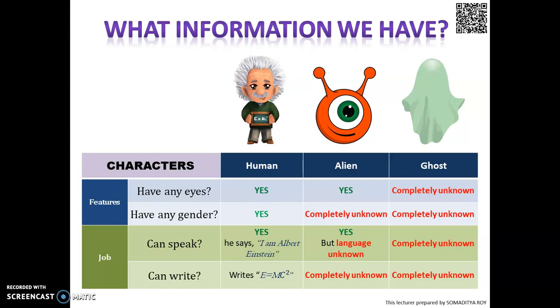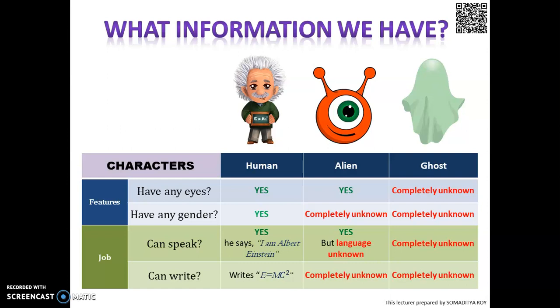Now let us talk about some jobs. Speak. Can our human speak? Yes. Our human can speak and he will say, I am Albert Einstein. What about our alien? Well, we can see the face in our alien, so we can say our alien can speak too. But in what language? Well, that is completely unknown. What about our ghost? Well, we don't know.